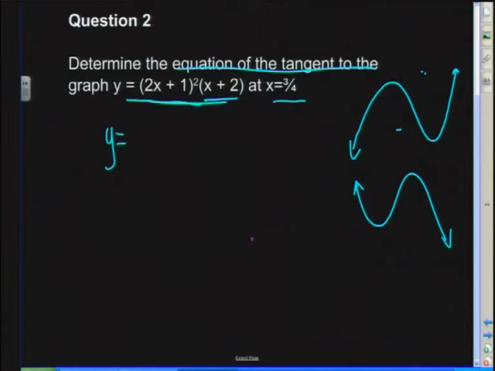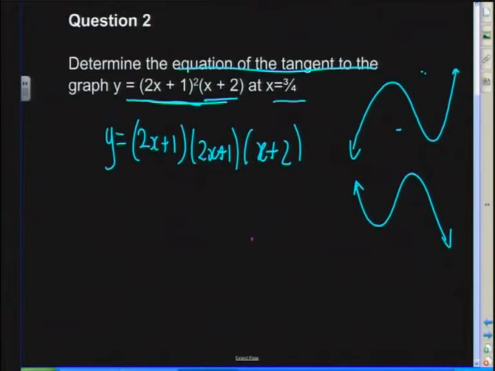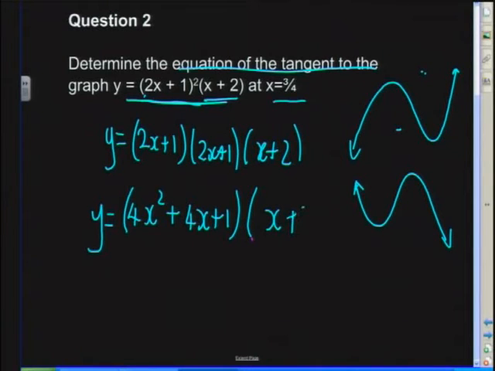So what I'm going to do is expand this expression and I'm going to get something that's cubic. So remember 2x plus 1 squared just means 2x plus 1 times 2x plus 1 and then times x plus 2. We have to expand it, okay? There's no short way about it. You've got to expand your equation before we can do anything. So 2x plus 1 squared is going to give me 4x squared plus 4x plus 1. And then I'm going to times that by the binomial x plus 2.